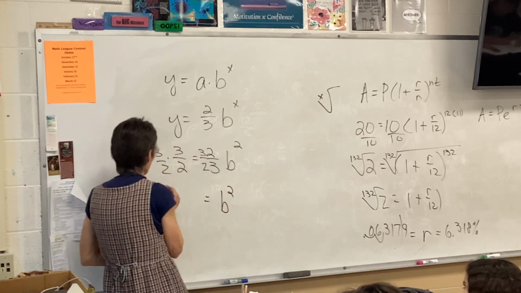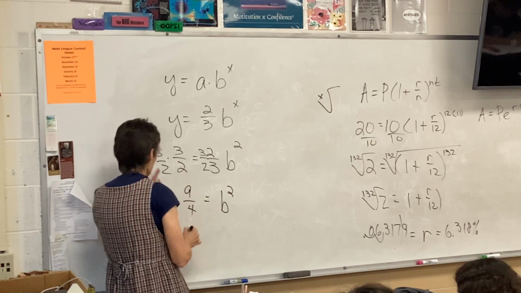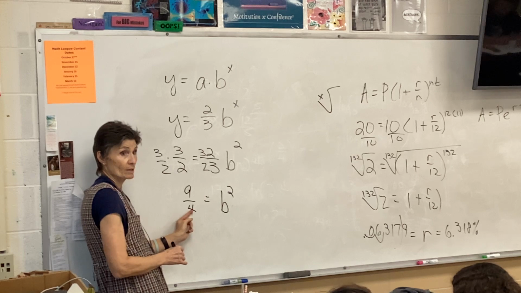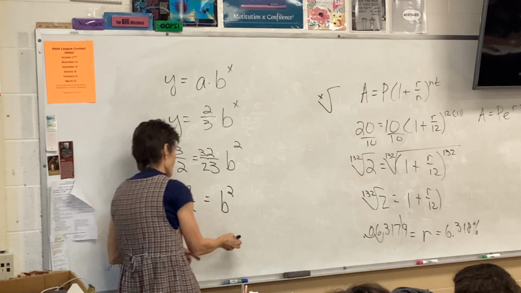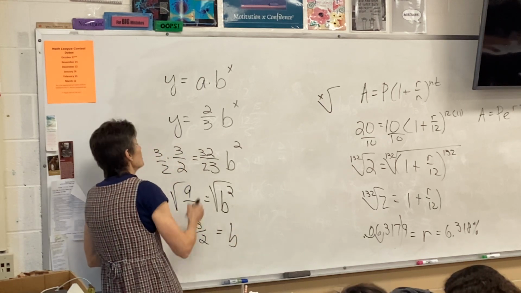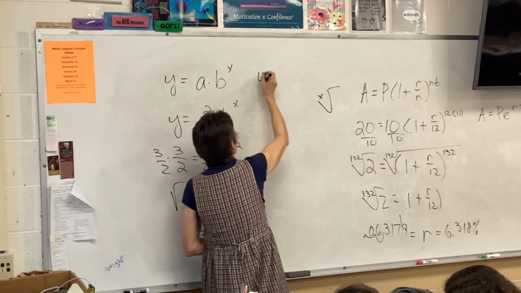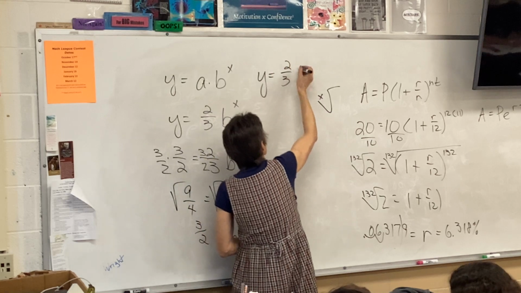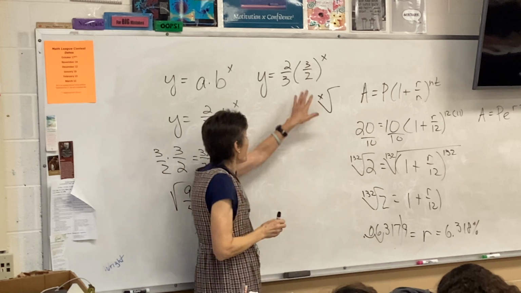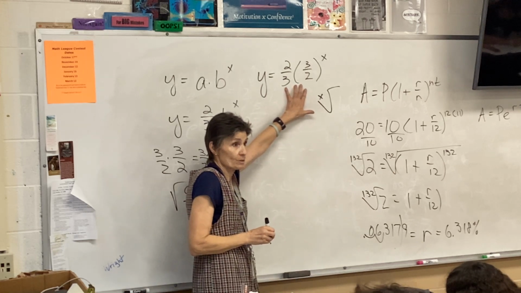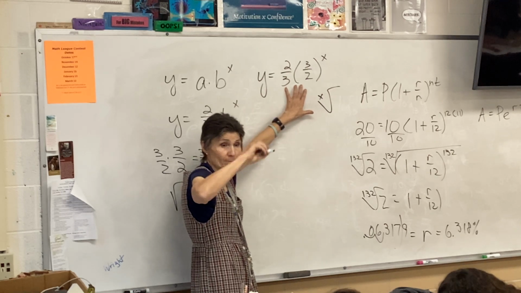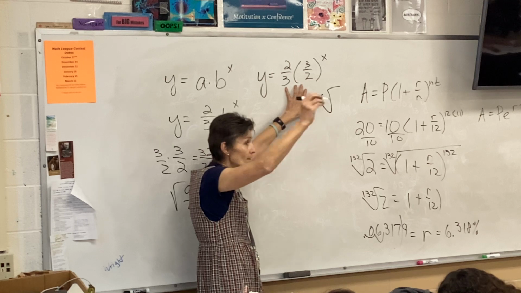So what does B squared equal? 9/4? These don't cancel. This is 3 times 3, 2 times 2. This is 9/4. So what's B? 3/2. So what's the answer to my question? 2/3 times 3/2 to the X. Do not ever multiply those. You have 2 separate numbers in your equation. An A and a B.